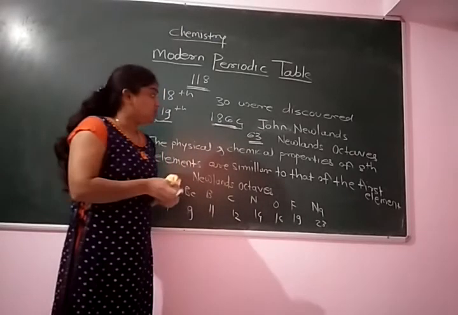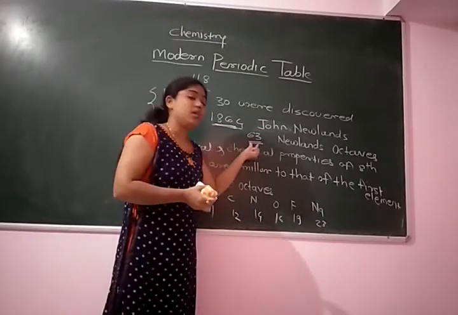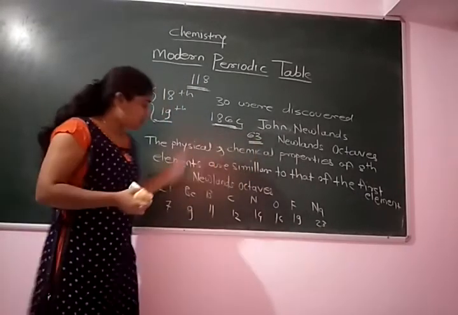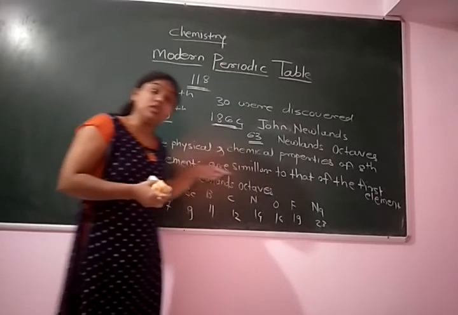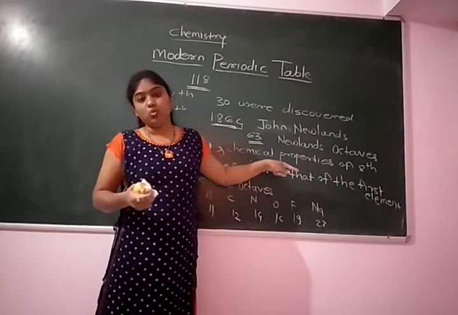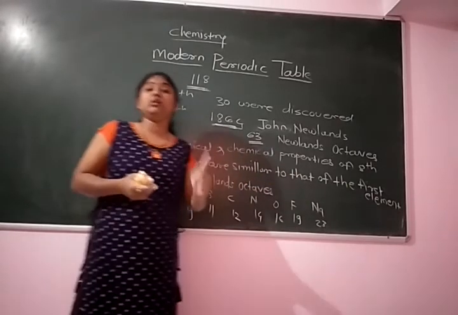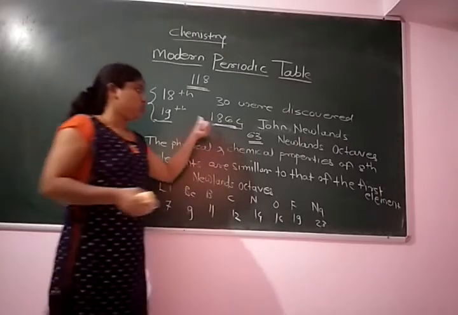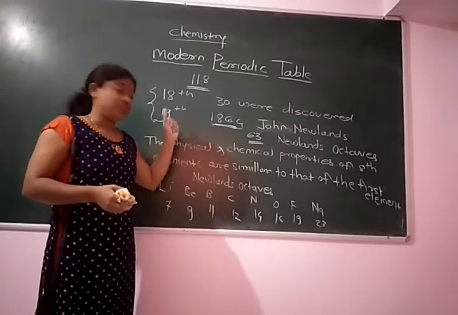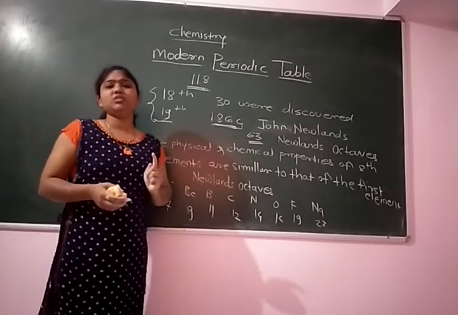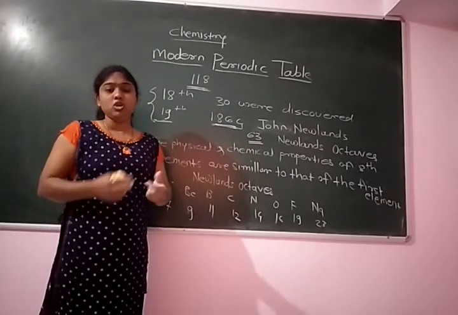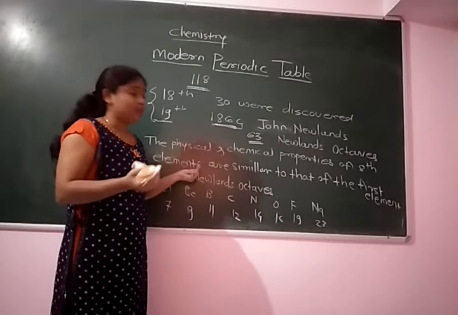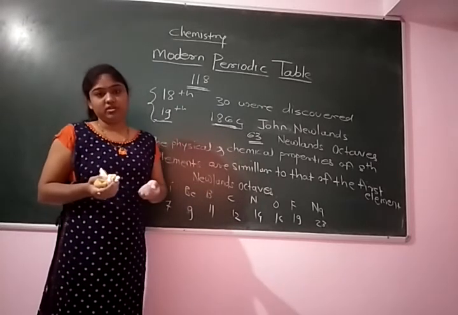Okay, so at the time of Newlands, 63 elements were discovered, and these 63 elements are arranged in a periodic table in the increasing order of their atomic weights on the basis of their physical and chemical properties. Okay, so in the 18th and 19th century several new elements were discovered. So scientists had a need to classify these elements very properly and systematically.